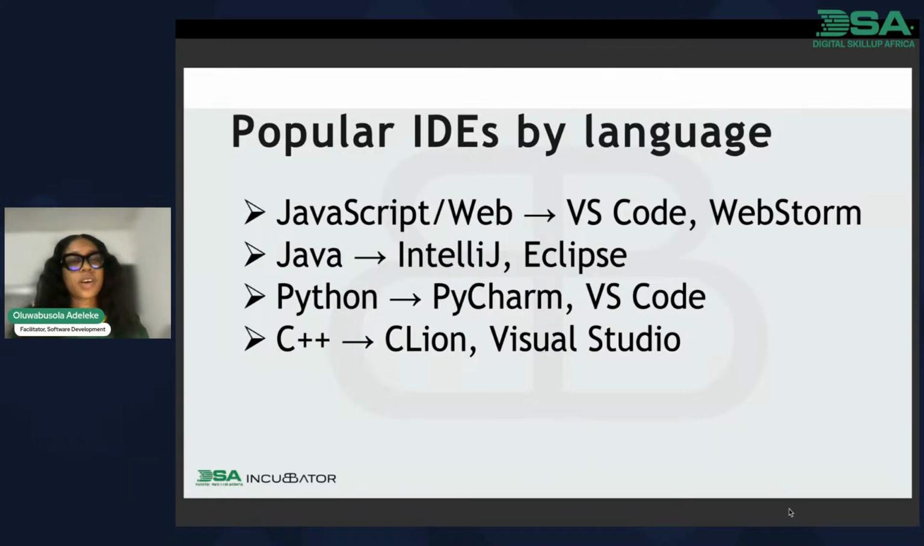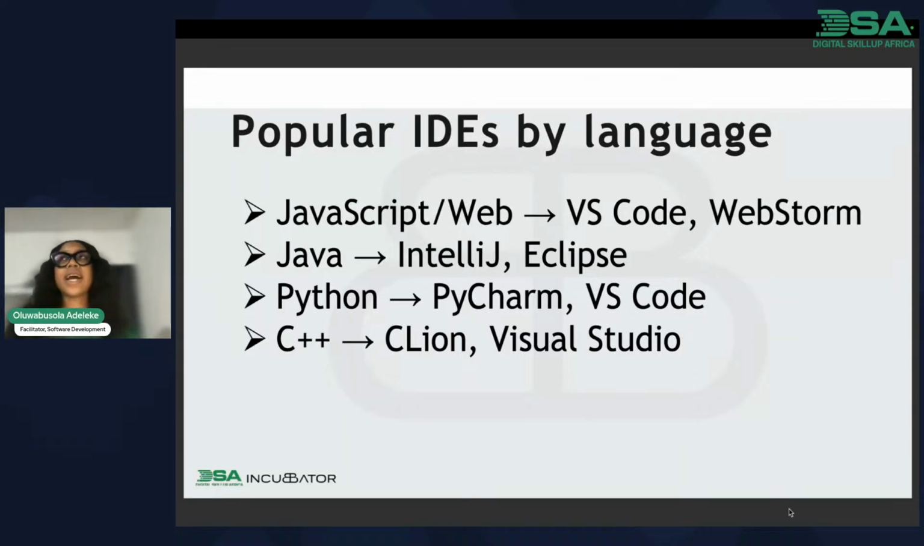Okay. For Java, we have IntelliJ and Eclipse. So for people that want to write their code in the Java language, it is advisable to use these IDEs because they are designed for that purpose. And using the best IDE for the purpose which you are doing makes it easier for you as a software engineer. You can also use Eclipse for Java.